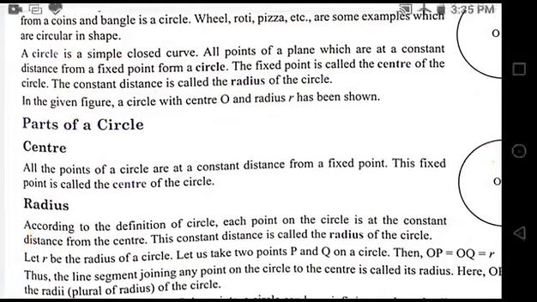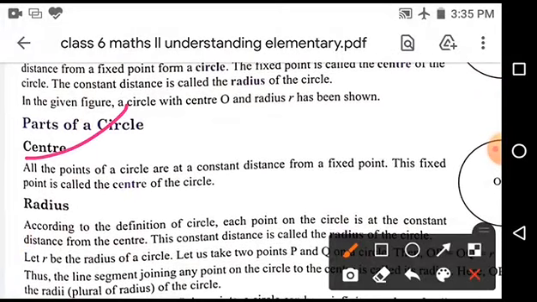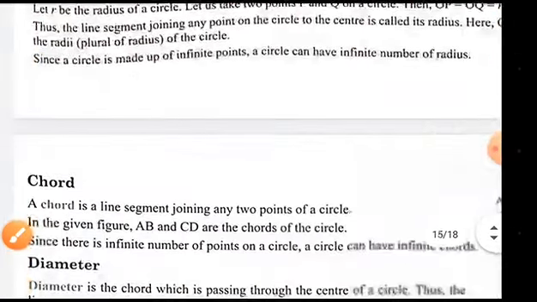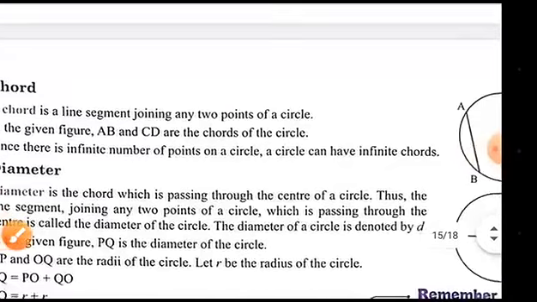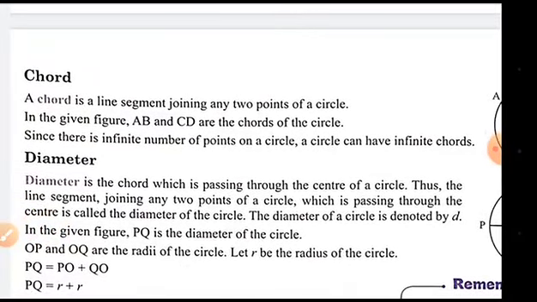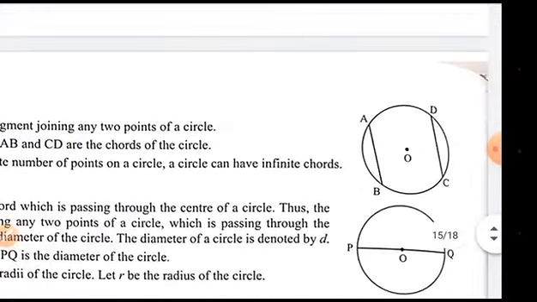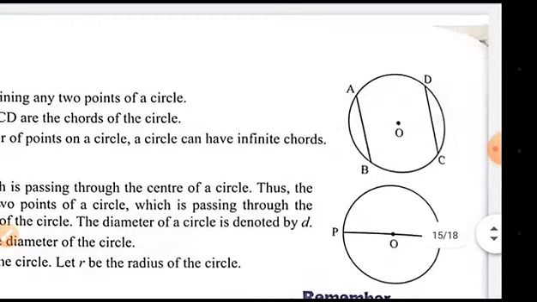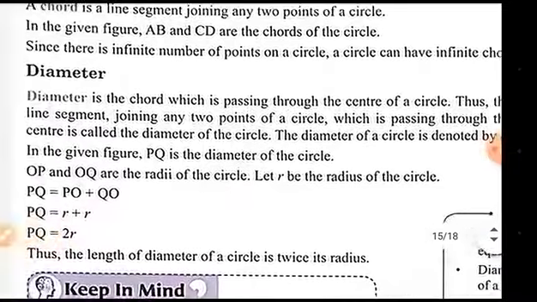Now parts of a circle. First is the center. It is a fixed point from which a circle is drawn at equal distance. Radius. The distance between its boundary and center is called the radius. Now next one is chord. What is a chord? A chord is a line segment joining any two points on a circle. Here you can see that AB and CD are the lines which cut at two points on the circumference. So they are chords.